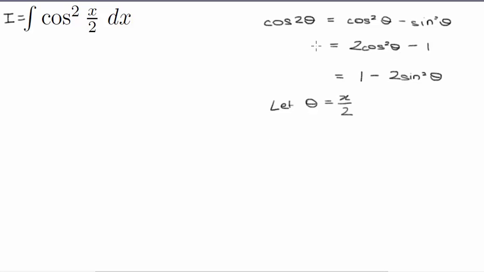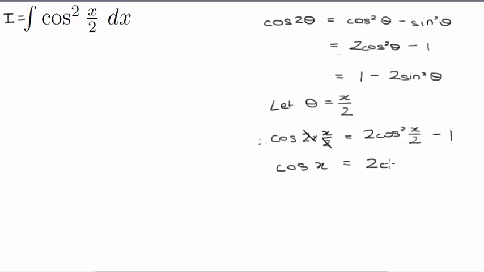And so that means we're going to focus on the second equation, and we're going to substitute x on 2 for theta. So we get cosine of 2 times x on 2 is equal to, using the second equation, 2 times the cosine squared of x on 2 minus 1. The 2's cancel out. So what we're left with is cosine of x equals 2 times cosine squared of x on 2 minus 1.